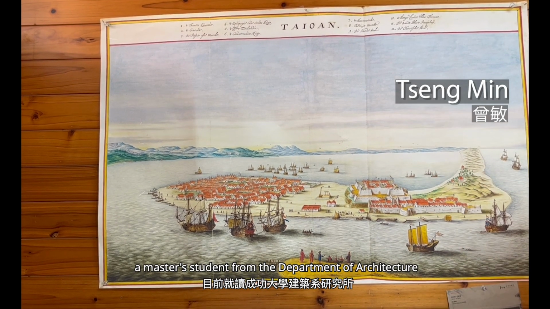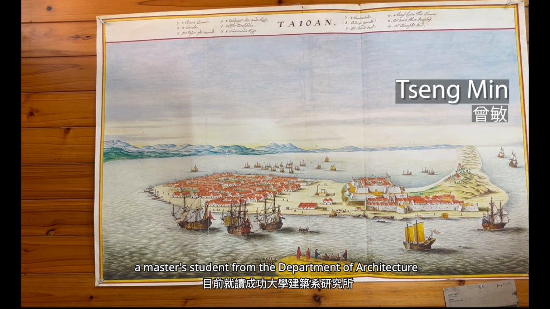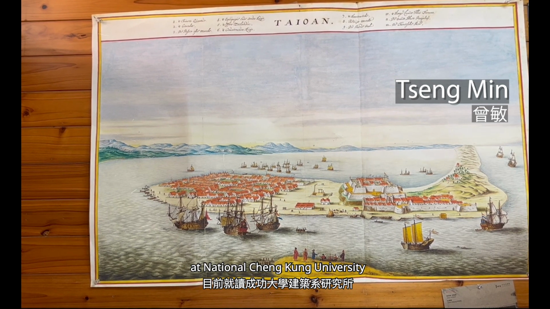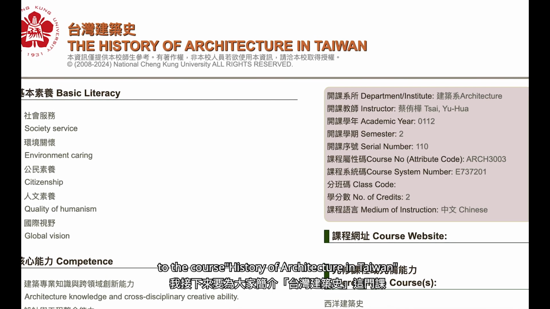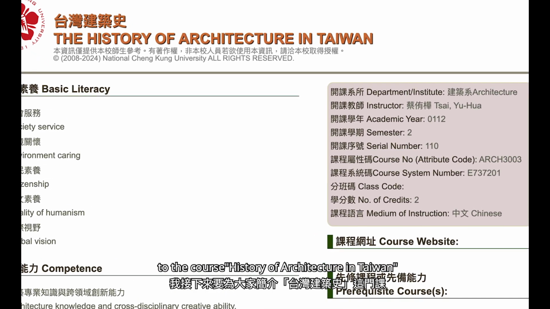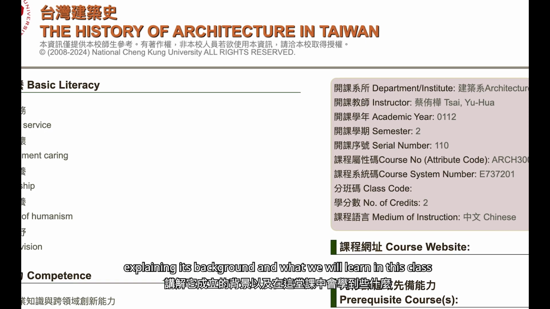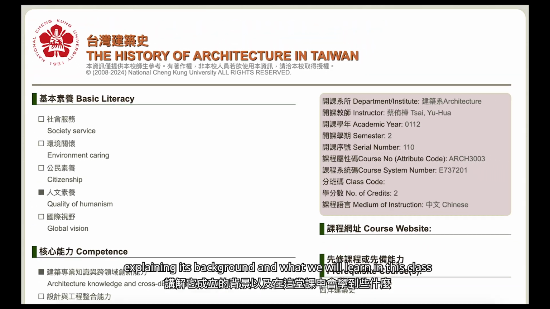This is 曾敏, a master's student from the Department of Architecture at National Cheng Kung University. Today, I'm going to give you an introduction to the course History of Architecture in Taiwan, explaining its background and what we will learn in this class.